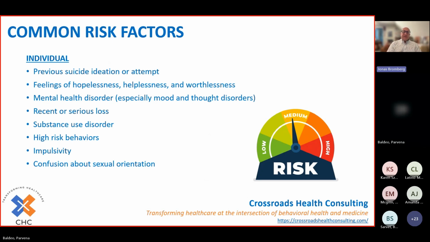Just to discuss very briefly some common risk factors, which I think you all are pretty familiar with. Certainly previous suicide ideation or attempt, and feelings of hopelessness and helplessness, are really common risk factors that we want to pay attention to at the individual level.